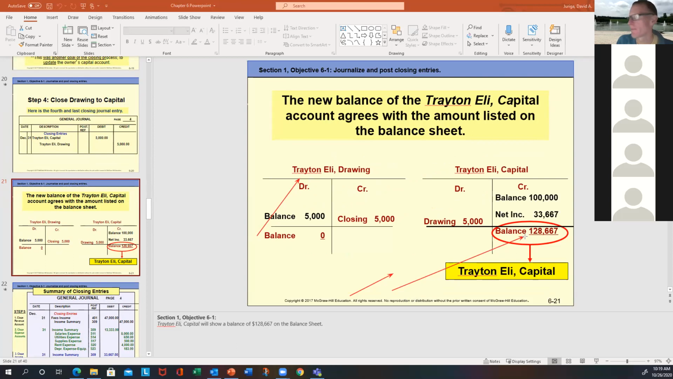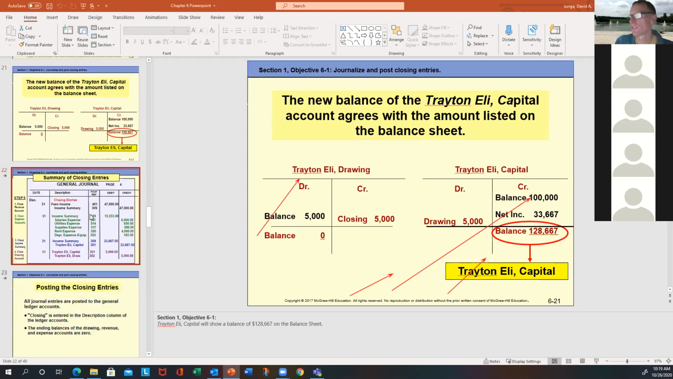And I'll recap this again in a minute, but this is essentially what's happening with capital. You have a beginning balance, and then you're going to transfer in any net income or net loss. In this case, we closed out revenues and expenses. We then transfer if there's any drawing, and then we get a new balance. Okay. And then the next slide I just want to show you real quick is just the summary.